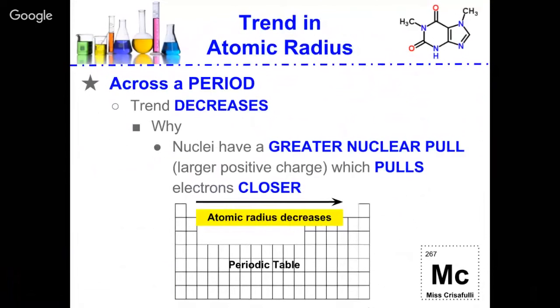So as we go across a period, this is across the row, the trend is going to decrease, meaning the size of the atom is going to get smaller. Why? Because the nuclei have a greater nuclear pull, a larger positive charge as you go from left to right. Remember, as we move across a period, we're constantly adding one more proton, one more positive charge. So that's going to pull the electrons in closer and closer and closer. So that's going to make the size of the atom smaller and smaller and smaller.